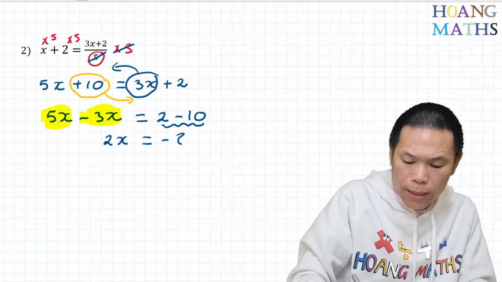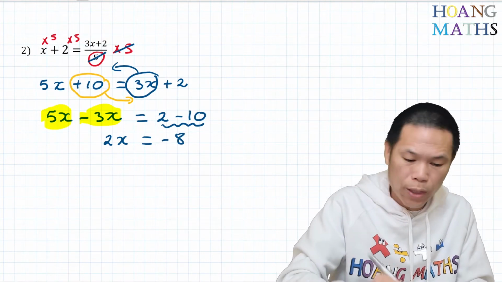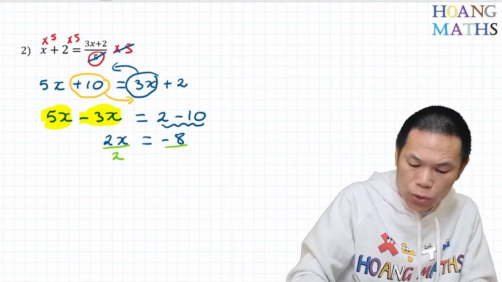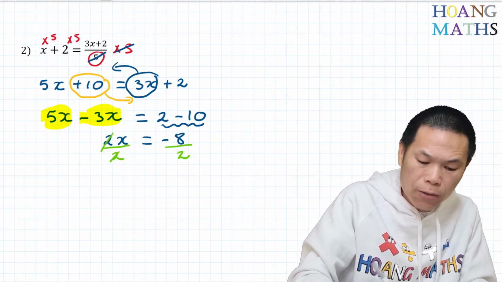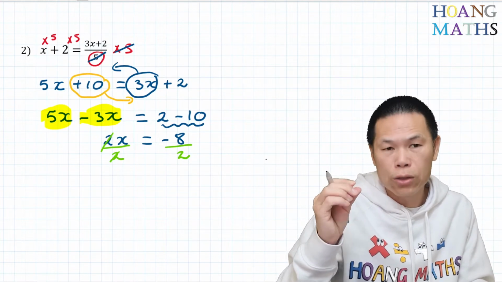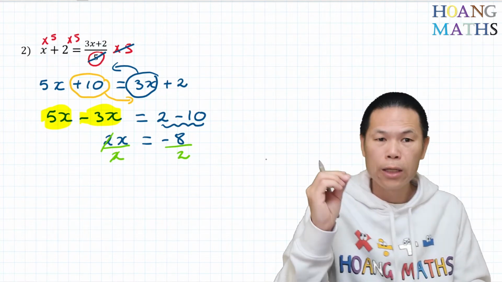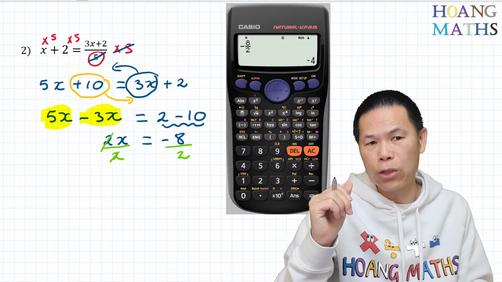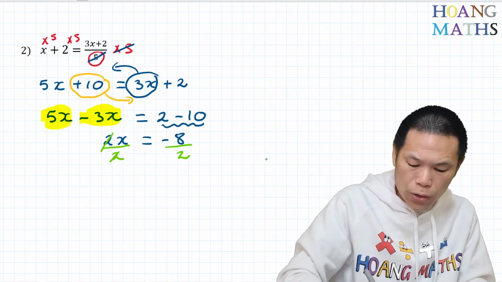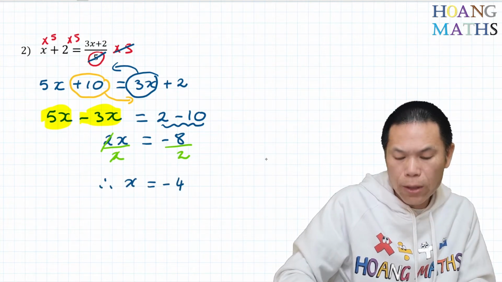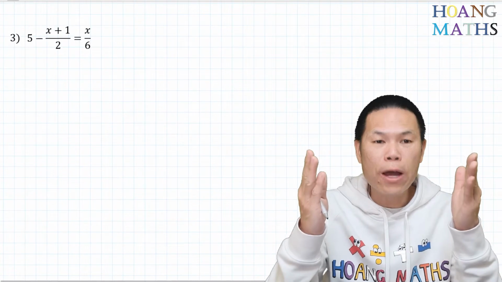So it's minus 8. And then what I do is divide by 2 on this side, and I divide by 2 on this side. That cancels out. So now 8 divided by 2 is 4, so that is negative 4. Otherwise, you can just put it into your calculator: minus 8 divided by 2 should give you negative 4. So therefore, x is equal to negative 4. So there you go.